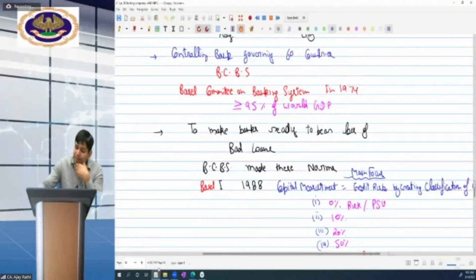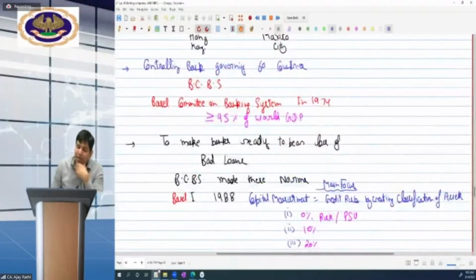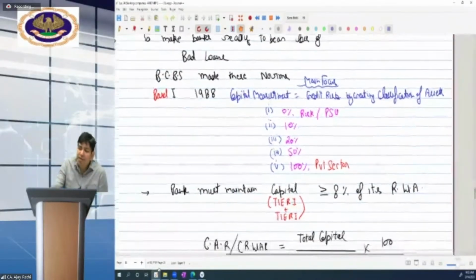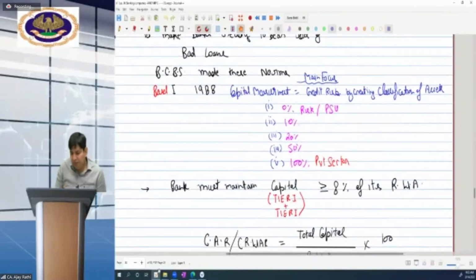Okay, beta? See, beta, first of all, the norms were made in 1988. That was called Basel 1. That was called the Basel 1 norm. Okay, beta? Nowadays, Basel 3 is there, for which we have to practice, and the things were coming from Basel 1 with updations. Okay, beta? So, listen carefully. In 1988, the Basel committee made a norm which is called Basel 1. They prepared this norm based on capital measurement and credit risk.